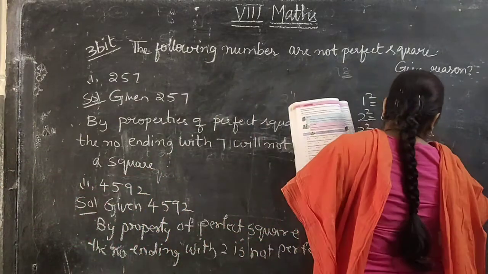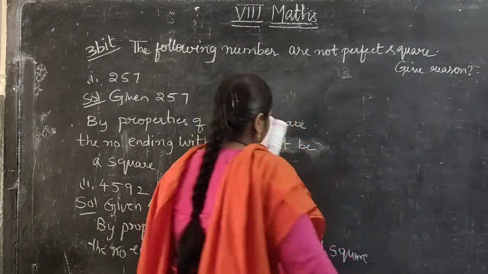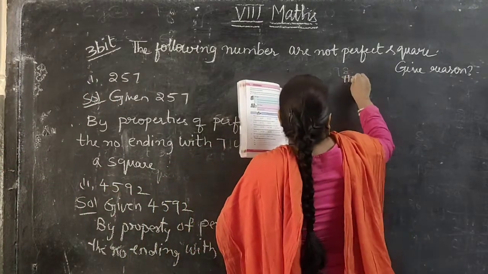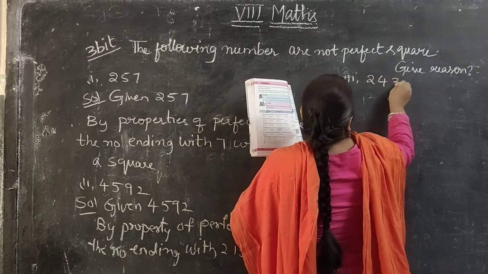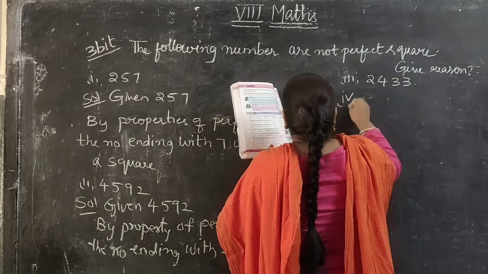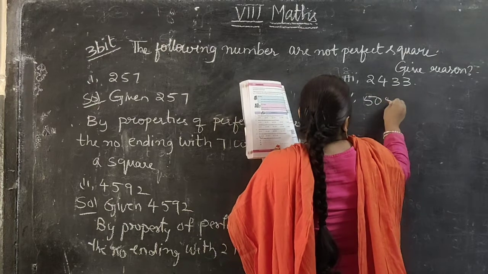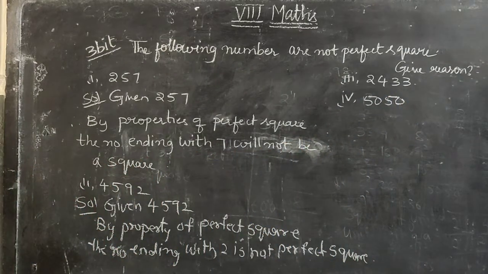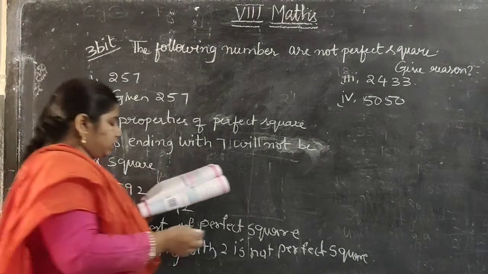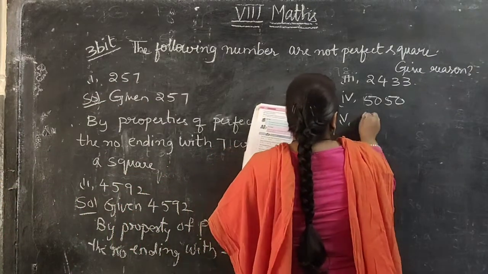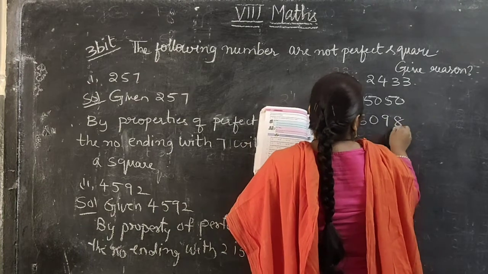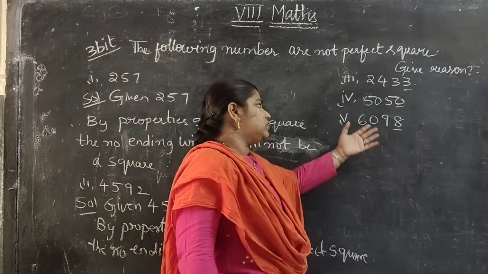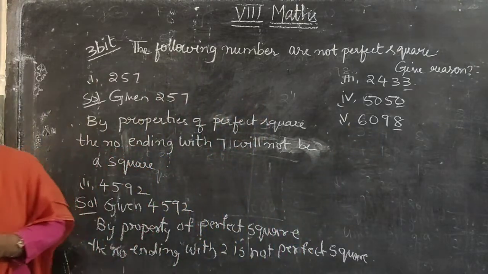What are the 3 numbers? The third one is 2433. The fourth one is 5050. And the fifth one is 6098. All these unit digits will not be seen in perfect square values. Write that reason. Next one, fourth bit.